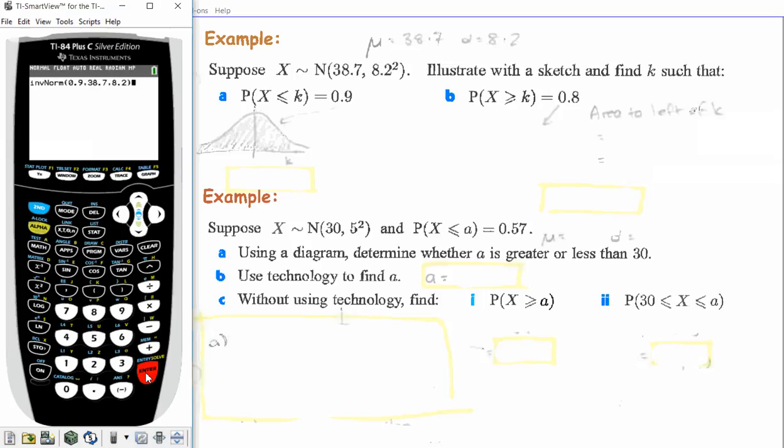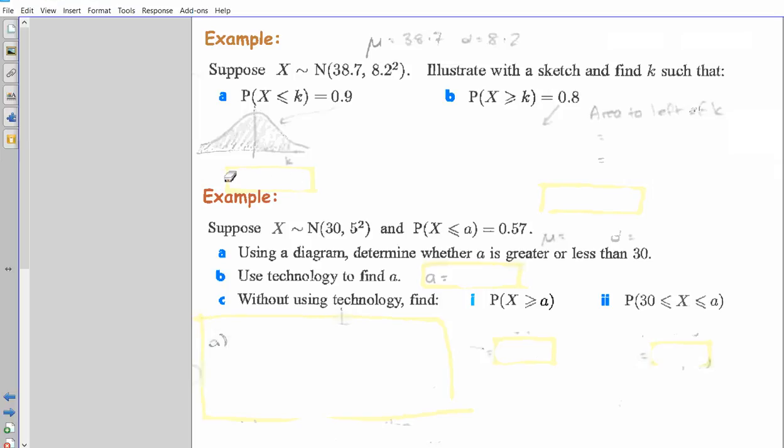Enter, paste, enter. 49.2. So k, this little upper bound here, is 49.2. You can already see what the lower bound is, but they want to know what this upper bound is. So if they change it, now x is greater than k. So try to think, what would be the area to the left of that?